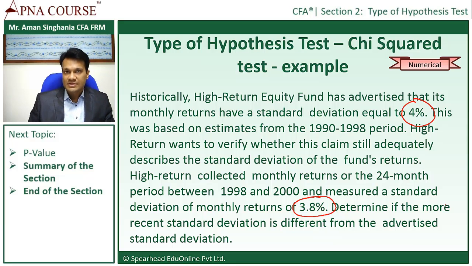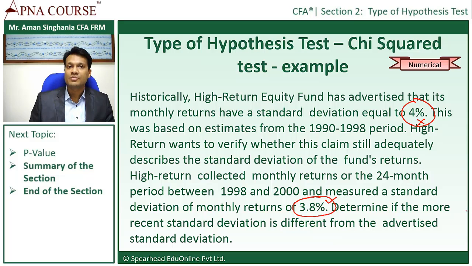Okay, now let's understand the case a little better. We have this High Return Equity Fund that has been advertising that their fund witnesses a volatility of 4%. Now, a recent study reveals that based on a sample of 24 months, the standard deviation of the fund is actually 3.8% and not 4%. The question is whether High Return Equity Fund should go back to their investors and tell them that the standard deviation is not 4%, but is actually 3.8%. It depends upon whether 3.8% is significantly different from 4 or not.